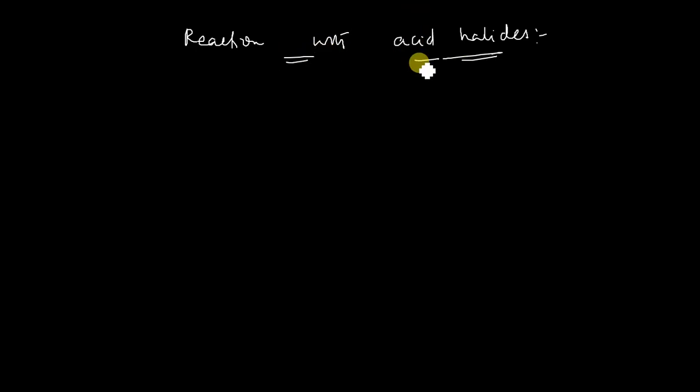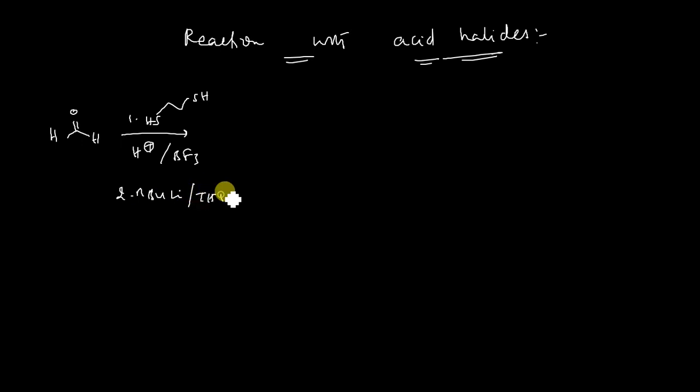The next application is the reaction of this lithiated 1,3-dithiane with acid halides. That means whatever reactions you are doing are with substrates that contain electrophilic centers, because your lithiated 1,3-dithiane acts as a nucleophile. Let us take formaldehyde and treat this formaldehyde with 1,3-propanedithiol in the presence of Brønsted acid or Lewis acid, followed by treating this one with n-butyllithium in THF, which gives you lithiated 1,3-dithiane.